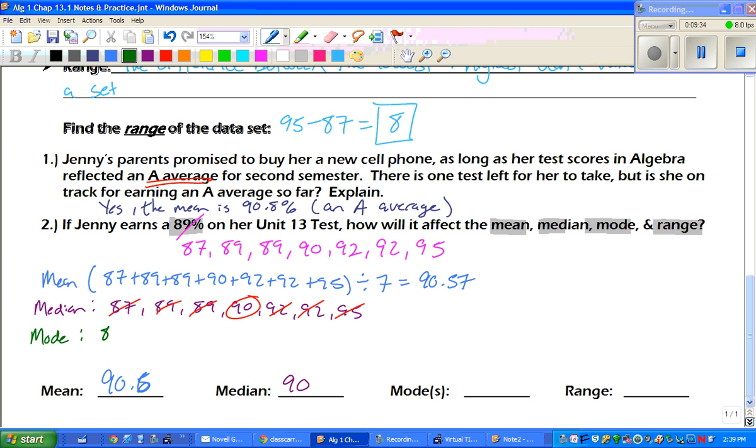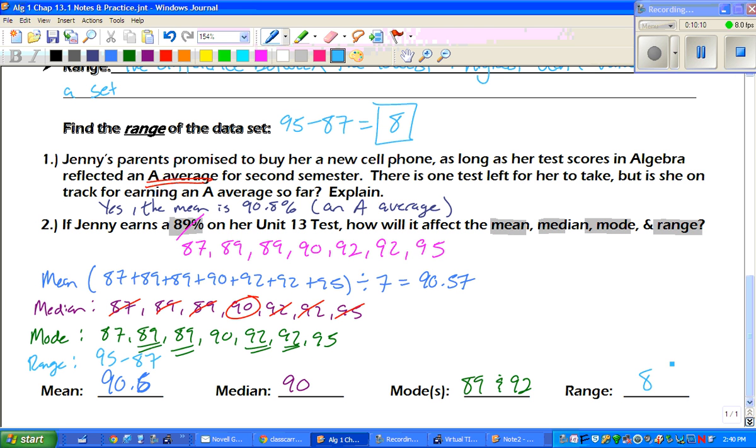The mode, once again, that's the number that we see the most. So out of all of these numbers, which ones do you see the most? Well, I see 89 twice and I see 92 twice. And like we said in class, it's okay to have more than one mode. Now the last part was the range. And now, is the range going to change? Because all we needed was the highest and the lowest. And since those numbers didn't change at all, the range is still the same.